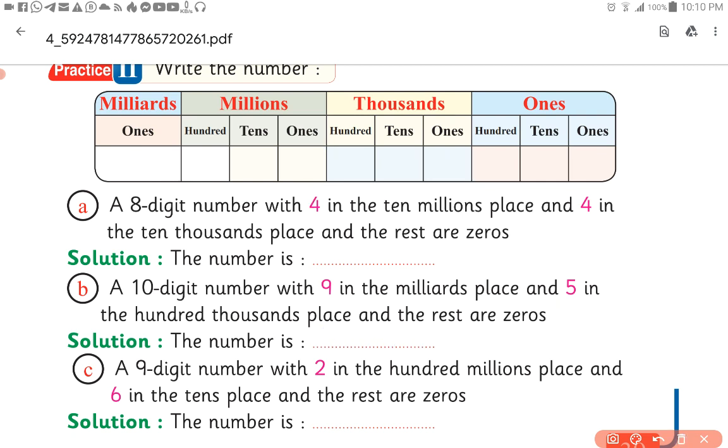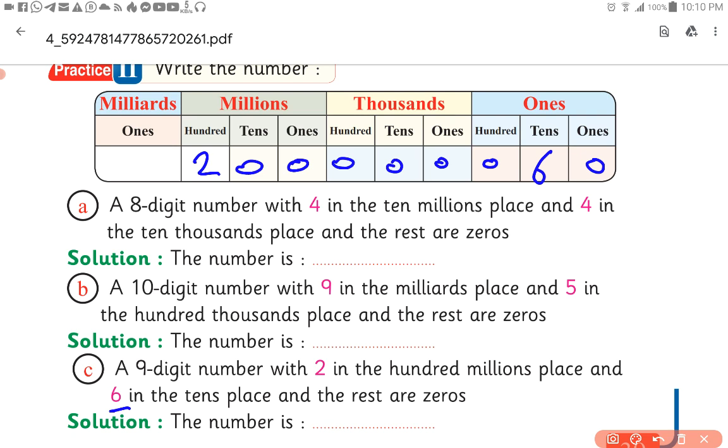The last one, a 9-digit number. 2 in 100 million, 2 here. Then 6 in tens, please. And the rest are zeros, 0 here, here, and so on.